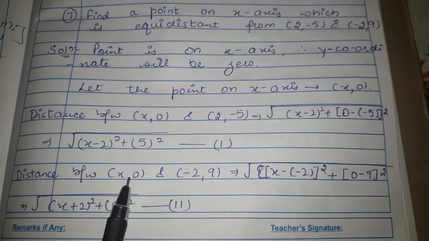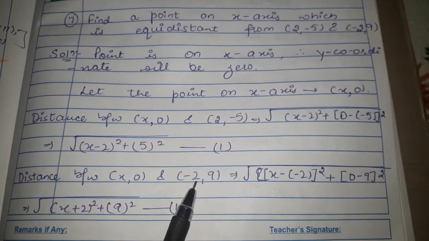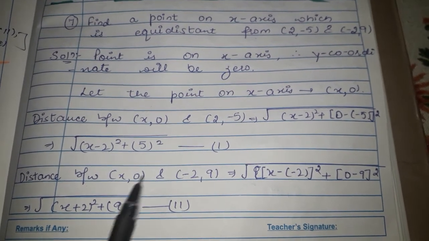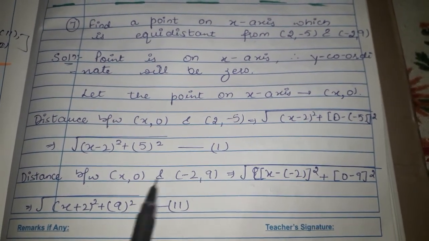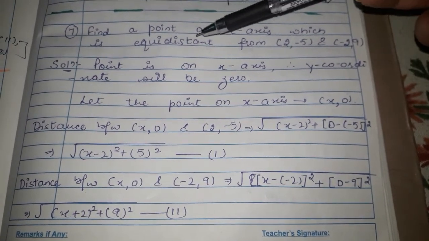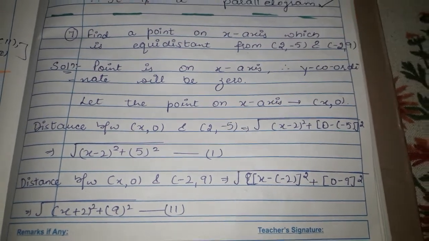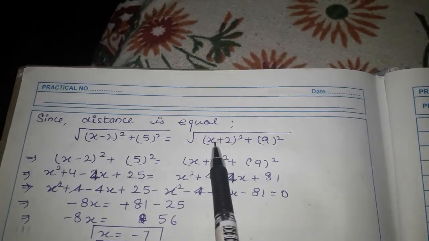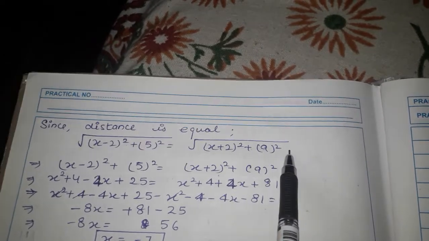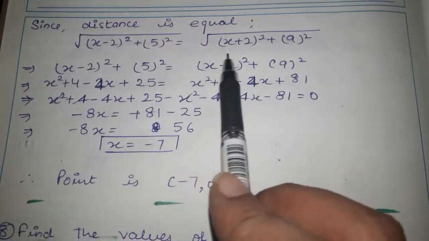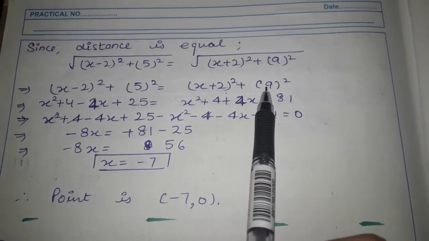Now the distance between that point (x, 0) and (-2, 9) will be the square root of (x + 2) square plus (0 - 9) square, that is positive 9 square. This is the second equation. Since both the distances are equal, equation 1 will be equal to equation 2. The square root of (x - 2) whole square plus 5 square is equal to the square root of (x + 2) square plus 9 square. The square root gets cancelled out. It will be (x - 2) square plus 5 square is equal to (x + 2) square plus 9 square.